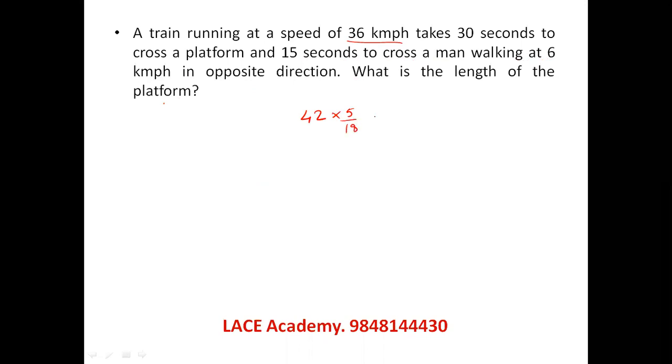This is the speed into the time taken to cross. That is giving you the length of the train. Right? Now let us see 6 threes, 6 sevens, 3 ones, 3 fives. So length of the train is coming as 175 meter, 7 into 25.